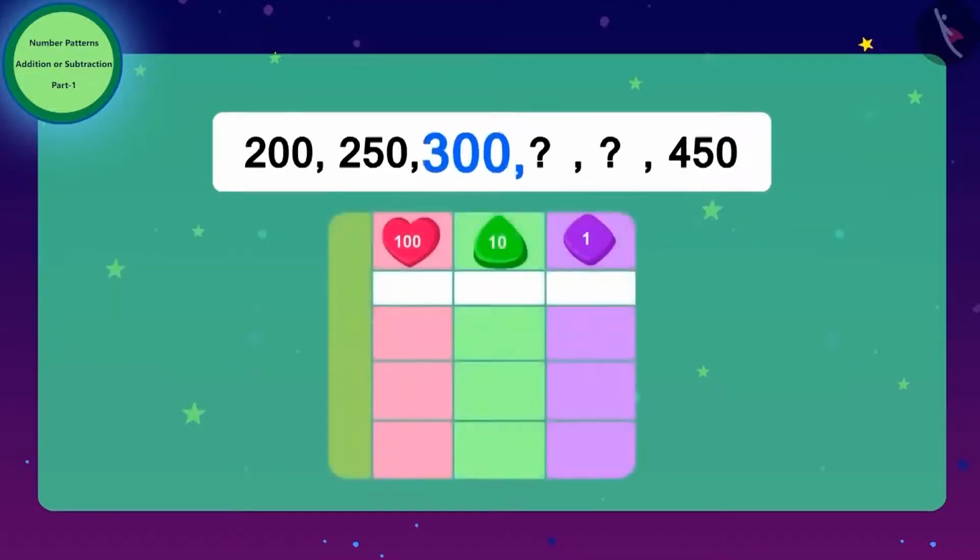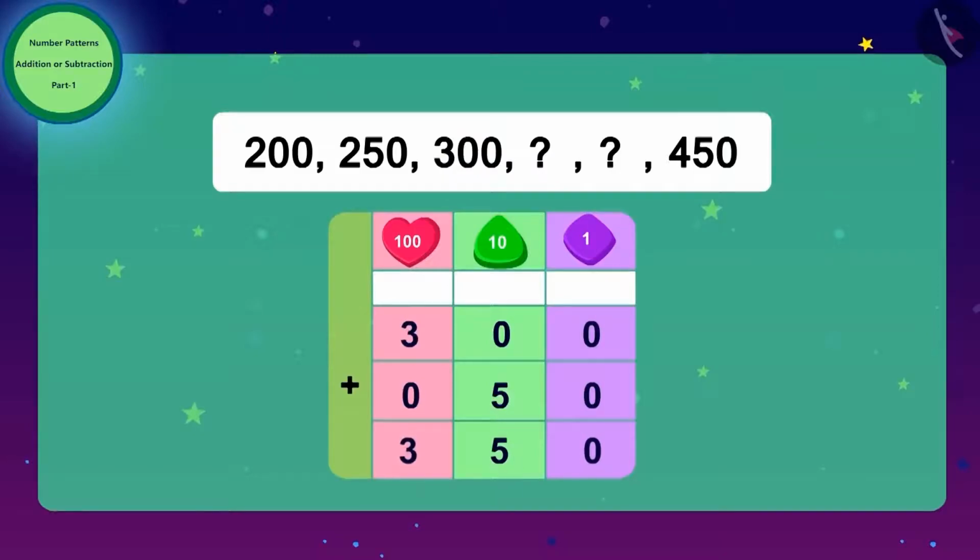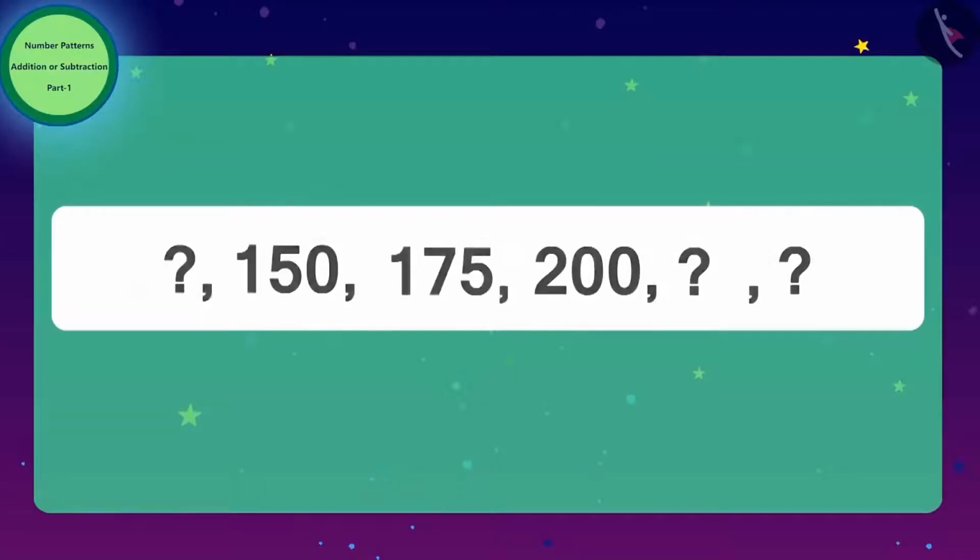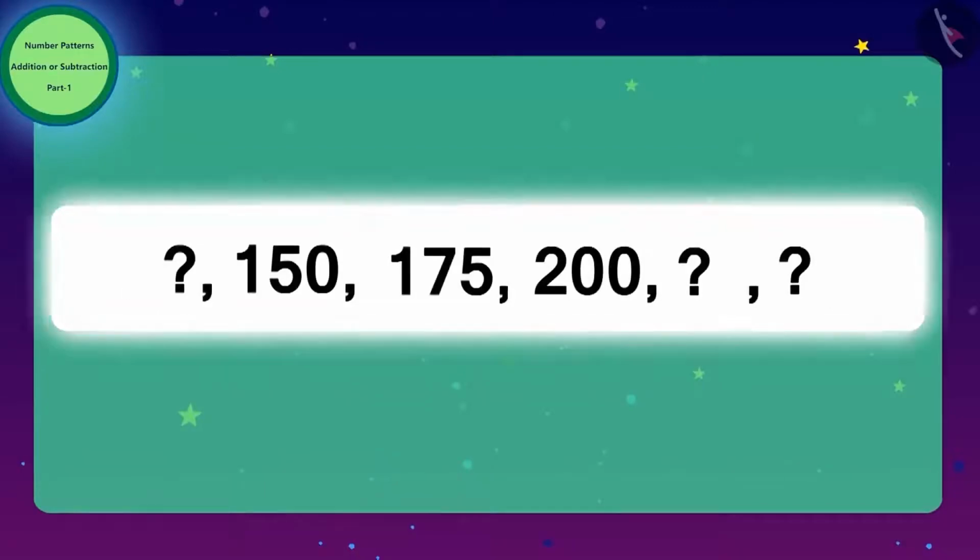Similarly, to get the number after 300, we will have to add 50 to 300. So the next number is 350. Now, to get the next number after 350, we will have to again add 50 to 350. And we get 400. Before we see if Raju's and our answer is correct or not, can you find the answer to another similar pattern?